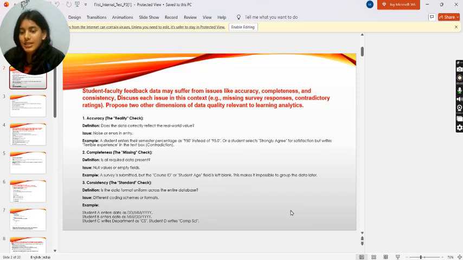Consistency, the standard check. Definition: is the data format uniform across the entire database? Issue: different coding schemes or formats. For example, student A enters date as DDMMYYYY. Student B enters date as MMDDYYYY. Student C writes department as CS. Student D writes COMPSCI.